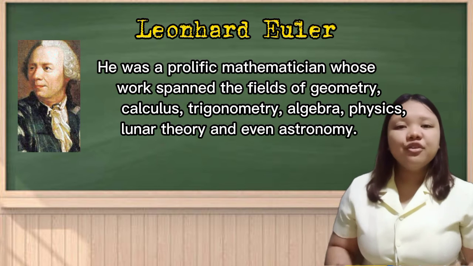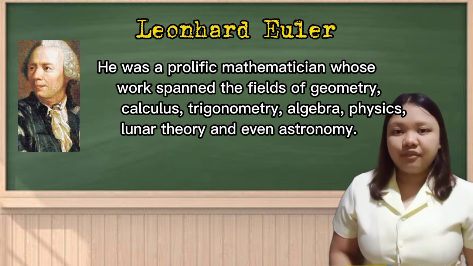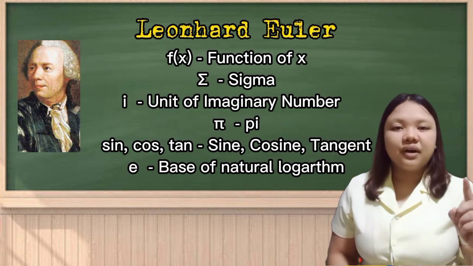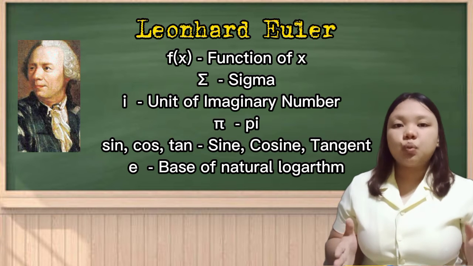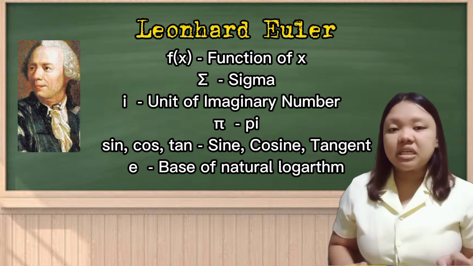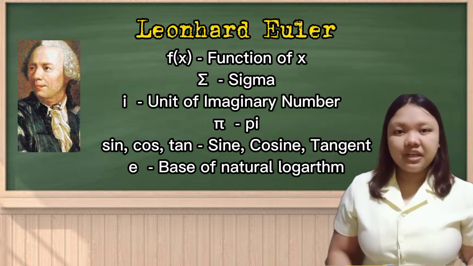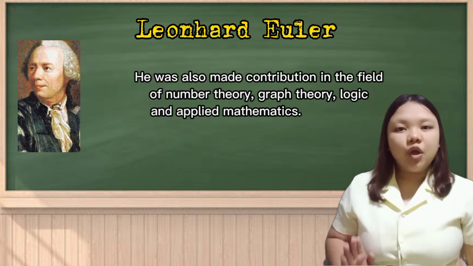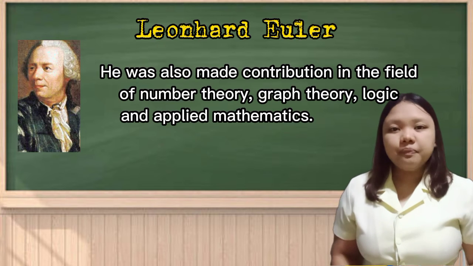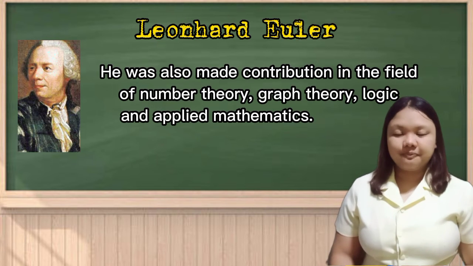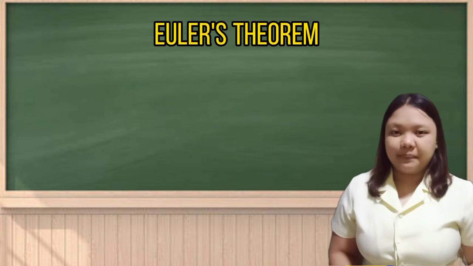Furthermore, many of the notations that are used in mathematics today became popular due to Euler's effort. Some of these include the function of x, sigma, the unit of imaginary number, the Greek letter pi that denotes the ratio of a circle's circumference to its diameter, and even the sine, cosine, tangent in trigonometric functions, and many more. Leonhard Euler also made contributions in the fields of number theory, graph theory, logic, and applied mathematics. So much for that. Let us now proceed to our main topic, which is Euler's theorem.